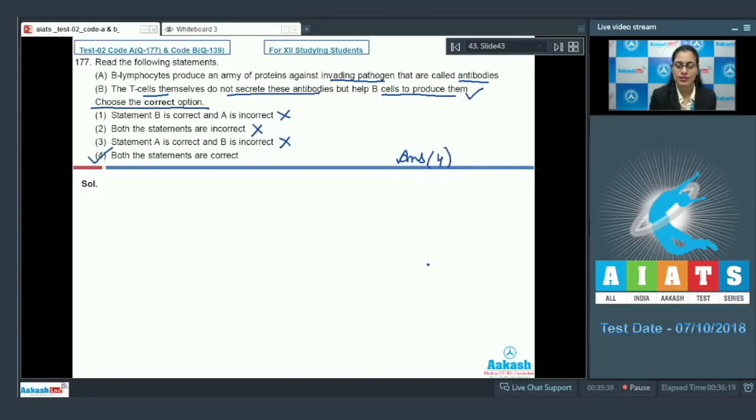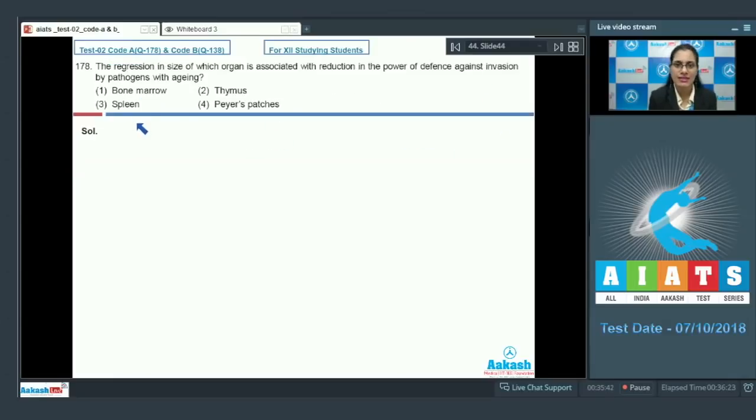Let's discuss our next question. Question number 178. The regression in size of which organ is associated with reduction in the power of defense against invasion by pathogens with aging? Now in this question, which organ is responsible for providing the power of defense against pathogens in our body? And the given options are bone marrow, spleen, thymus and Peyer's patches.